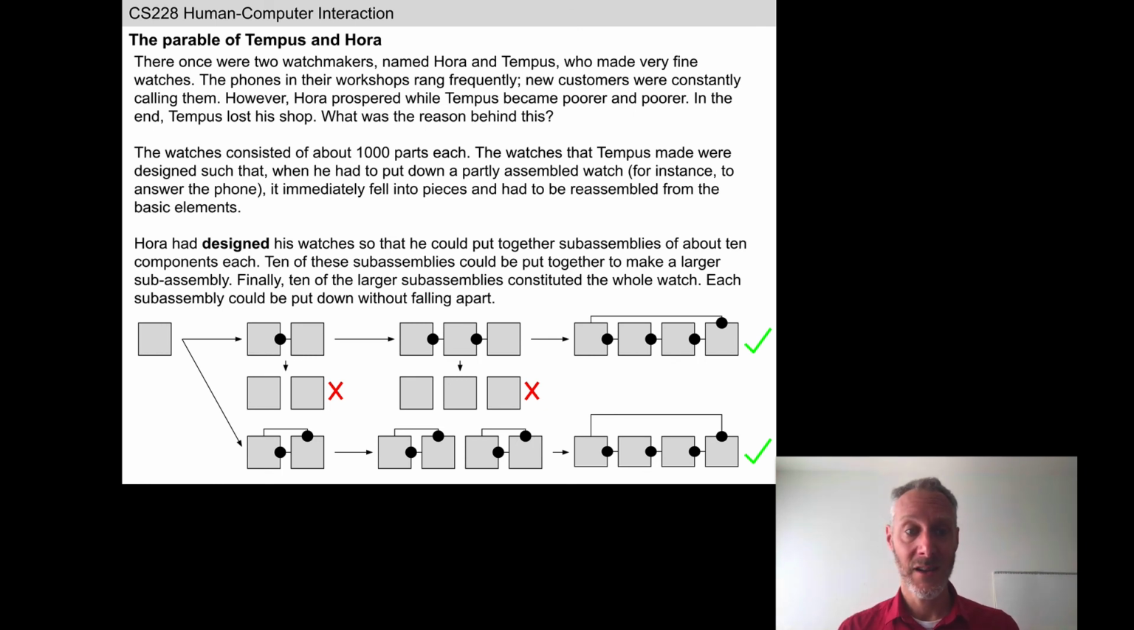The point of this parable is that there is a design feature that is missing from Tempus's process that exists in Hora's process. What is that design process? What is that aspect of design that is allowing this activity to be interrupted?